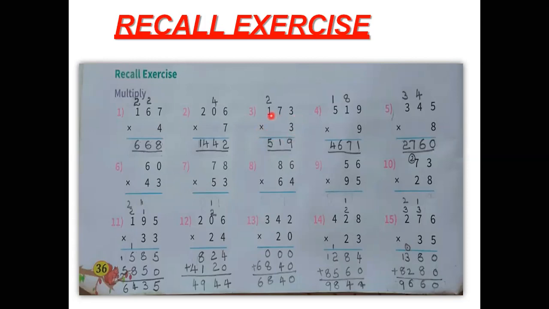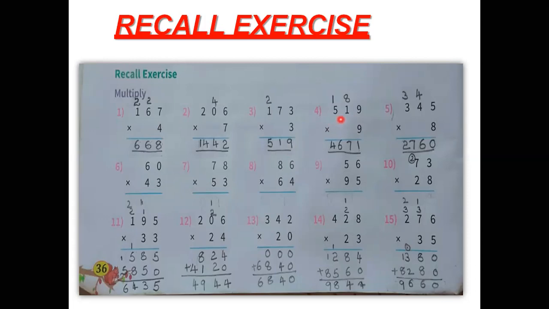Next, the third one is 173, you have to multiply by 3. Now 3 threes are 9 and 3 sevens are 21. So 2 we will carry to the hundreds place and 1 we will write in the tens place. Now 3 ones are 3 and the carried 2 you have to add to 3. So 3 plus 2, 5. So 173 when you multiply by 3 you will get 519.